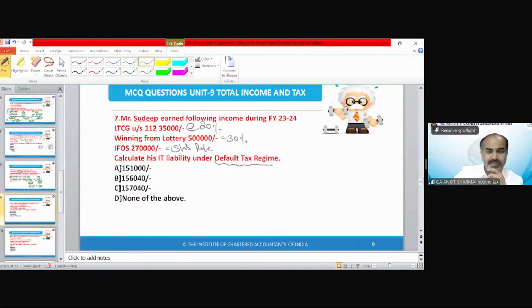Shoaib is saying C. Anyone else? Arun is saying D. Very good. Vinay is also saying D. Very nice. Pooja is saying C. Bhumika is saying D.